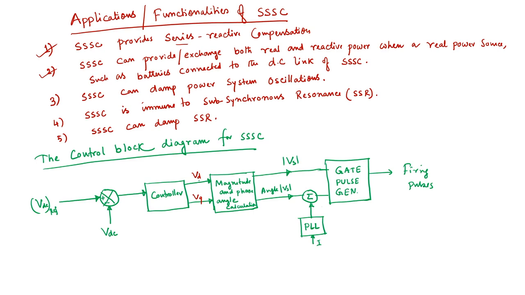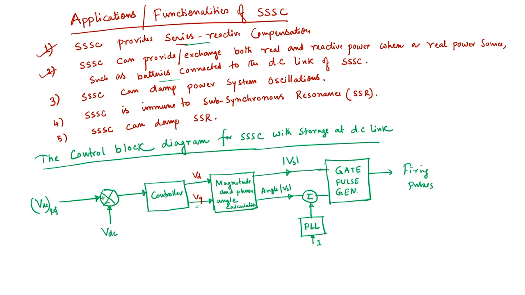Now, we have this VD and VQ, the direct axis and quadrature axis voltage components, specifically when we have some kind of storage connected to the DC link. So this SSSC is with some storage at DC link. Okay. So this is the control block diagram for SSSC, and this is how it will operate to provide the series reactive power compensation along with the series active power compensation to the power system.